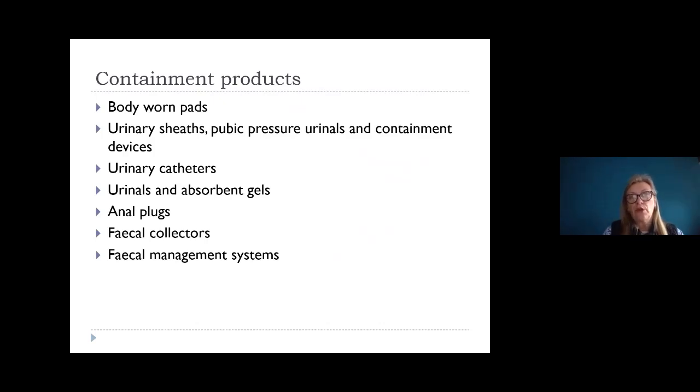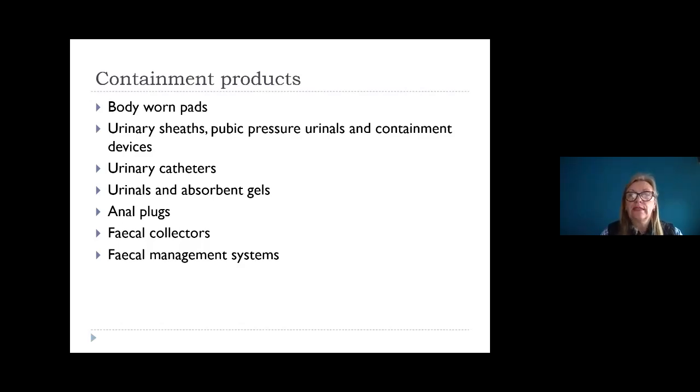Use of urinary sheaths or pubic pressure urinals and containment devices does have a place. And certainly we look to use these external devices far more than we would use an internal device like a urinary catheter. And you'll all be very aware of the cautions around using urinary catheters, how we have to be careful about the risk of causing patients infection, and where a patient does have a catheter, the management that goes alongside that, both in the insertion and maintenance and the replenishment of that catheter, checking frequently for urinary tract infections, making sure the patient is appropriately hydrated. We can use things like urinals and absorbent gels, and you can get urinals both for men and women these days. Managing fecal incontinence is much harder.